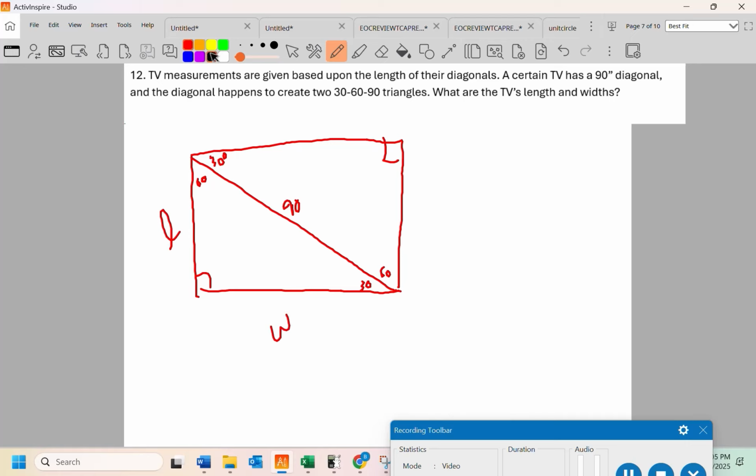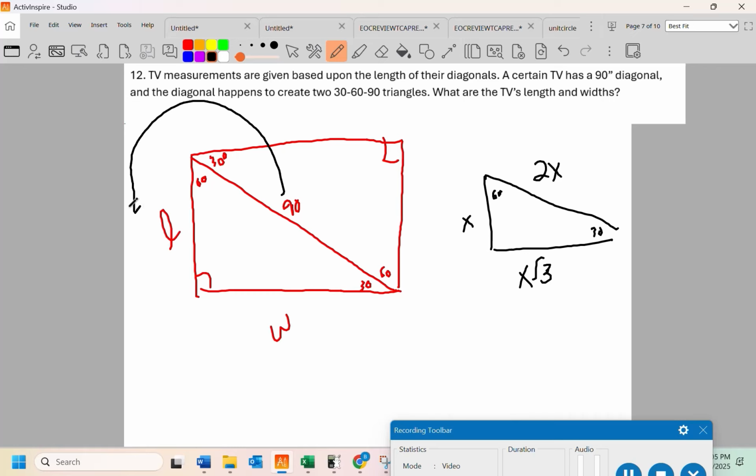And by God, I have in front of me a 30, 60, 90. x, x root 3, 2x. It's as easy as 1, 2 root of 3. Anywho, I'm going to swing from the hypotenuse. I don't know why I labeled this. This would be width or height or whatever, and this would be length. I'm going to swing from the hypotenuse to the short side by cutting in half. See how the 2 disappears, and I get 45. And I'm going to swing over here to the length by inserting a root of 3. 45 roots of 3.